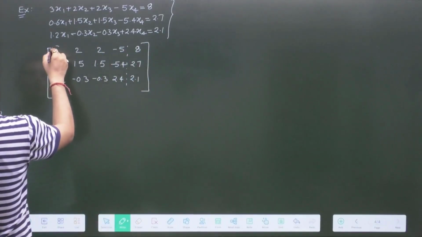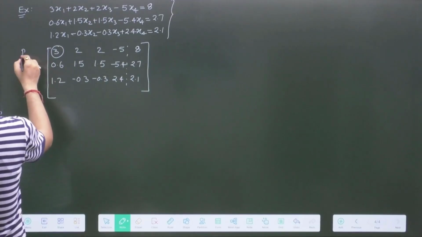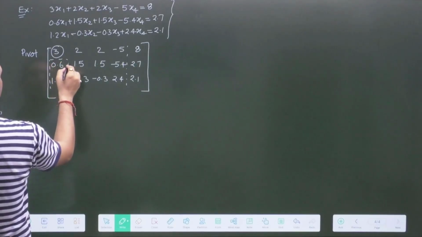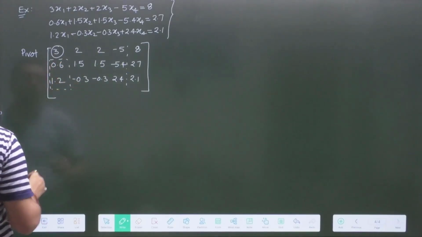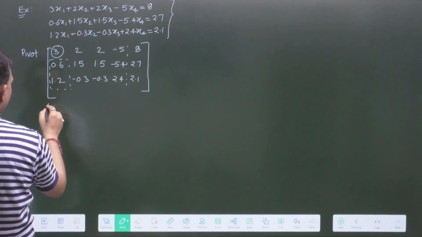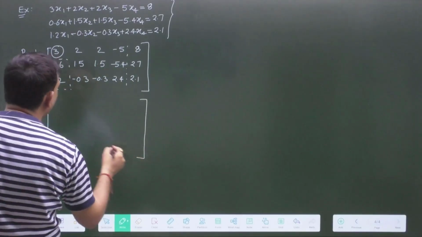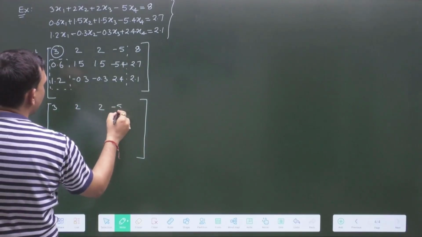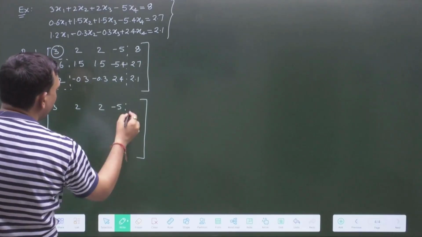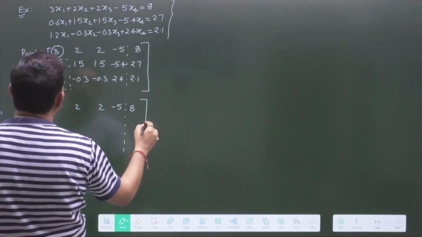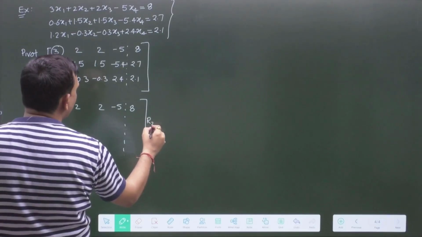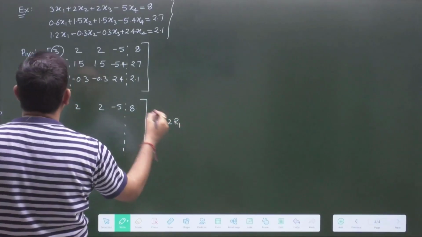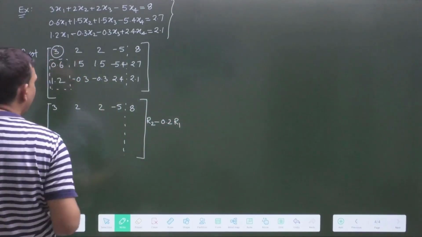So this is the pivot row and pivot element, and we want to eliminate this. So this is 3, 2, 2 minus 5 and 8. So this will be R2 minus 0.2 R1, because this is 0.6. So multiply with 0.2.